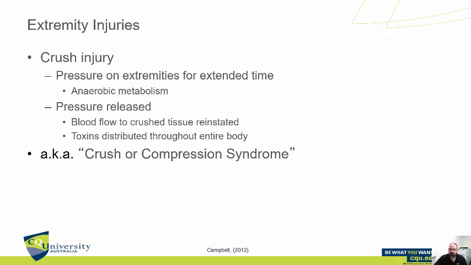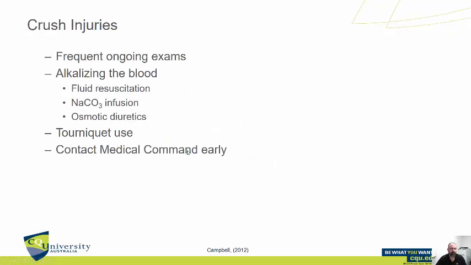All right, let's talk about treatment for crash injuries. So you need to conduct frequent ongoing exams. And when you talk about frequent ongoing exams, you want to monitor the vital signs using your ECG. So you're looking out for those aberrancies in the ECG. You're looking out for those peaked T waves, those widened QRS complexes, and those flattening or non-existent P waves.